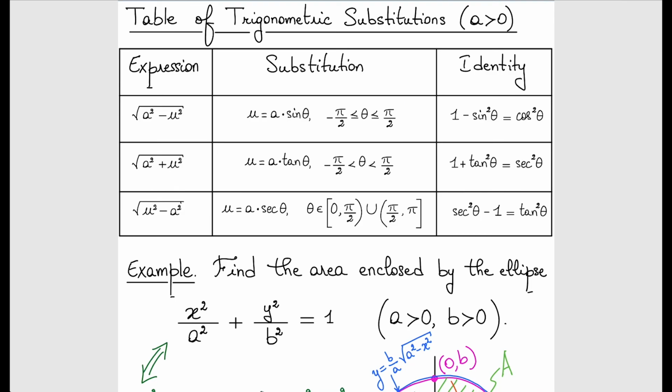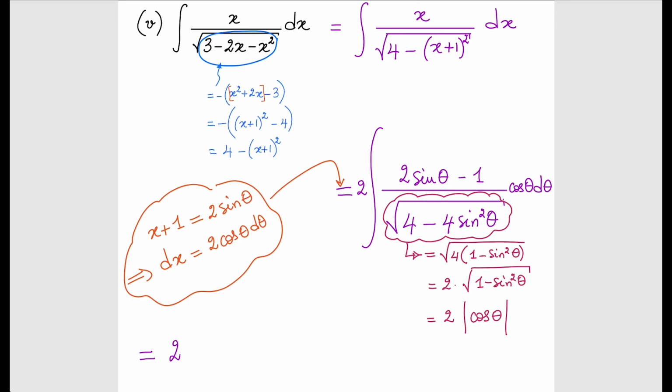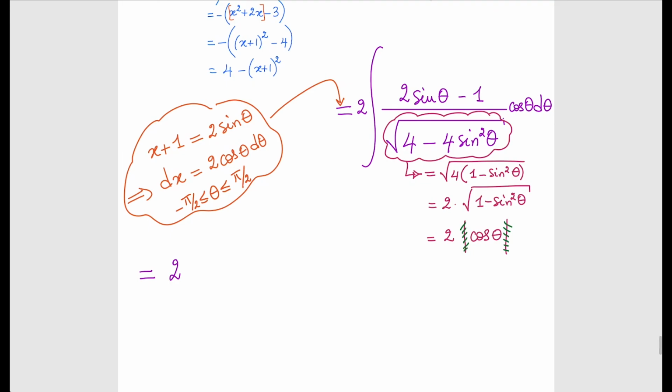Okay? So let's write it in this note. Theta here lives between minus pi over 2 and pi over 2. And what do you know then about cosine theta between minus pi over 2 and pi over 2? So either the first or the fourth quadrant. As such, cosine is positive, right? So the absolute value is not needed. Okay. All right, and now we can have a simplified version of this purple integral.